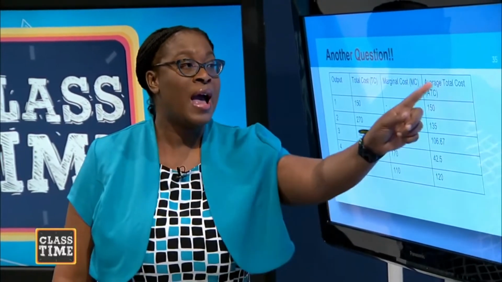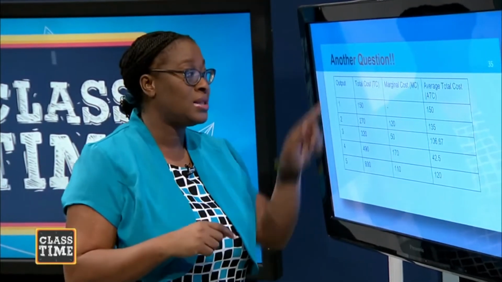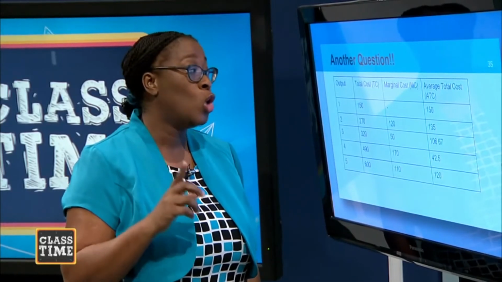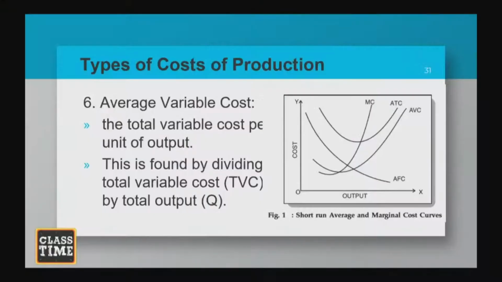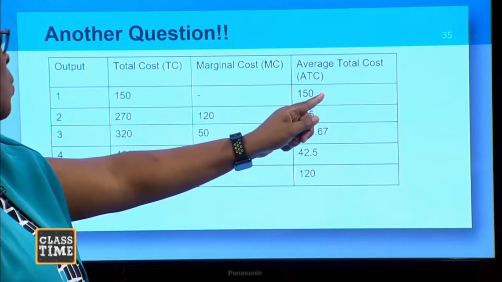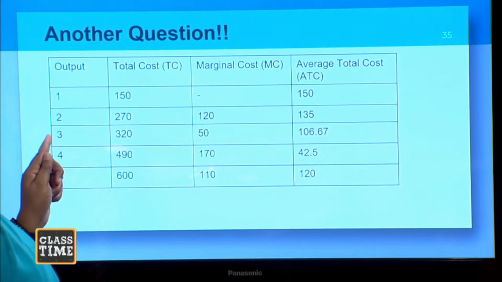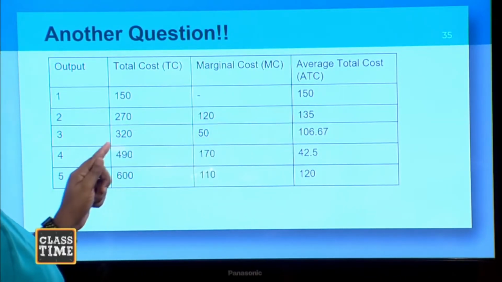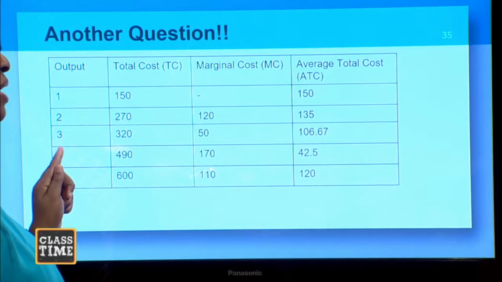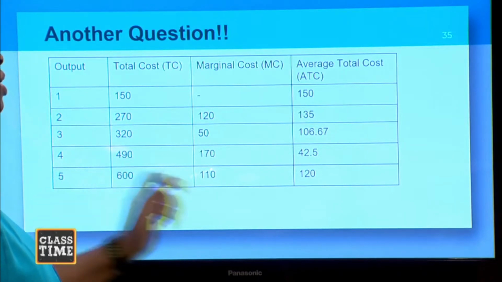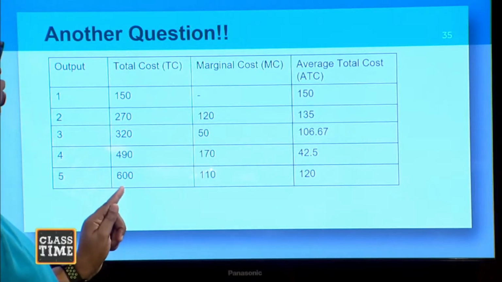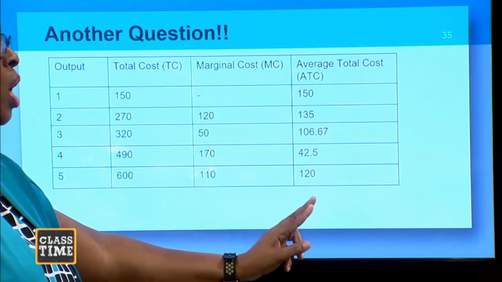All right? So your average total cost. What's the formula again? Your formula is your total cost, this column, divided by output. Do not make the mistake and divide it by the change in output. It's not the change in output this time. That's a common mistake again. So it is going to be your 150 divided by 1. It is your 270 divided by 2, which gives you 135. It is your 320 divided by 3, 106.67. 490 divided by 4 will give you 42.5, and 600 divided by 5 to give you 120.